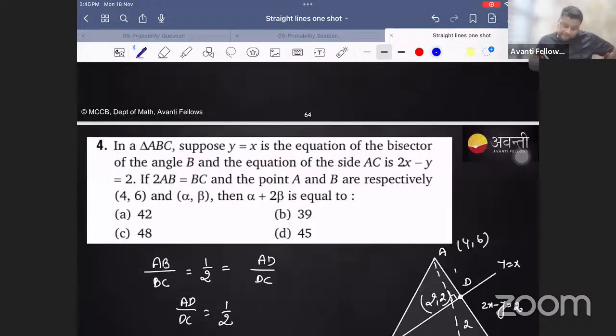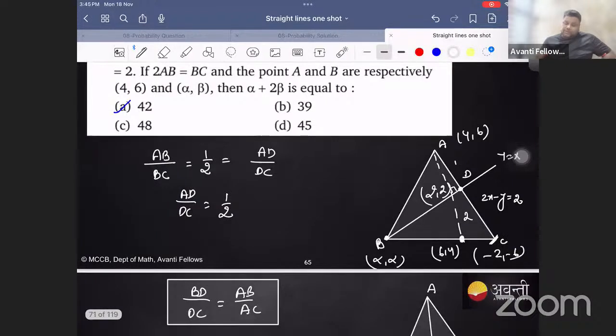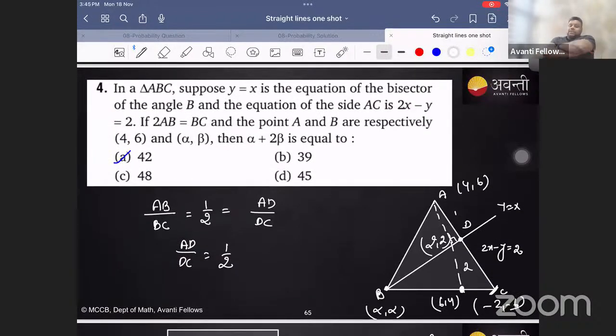Got it? Let me repeat it once. A triangle is given to you, then they are saying y equals x is the equation of the bisector of angle B, and the equation of side AC is 2x minus y equals 2. Twice of AB is BC.